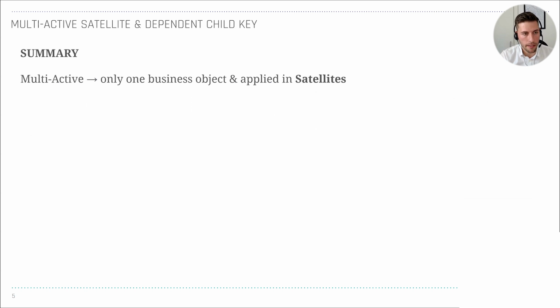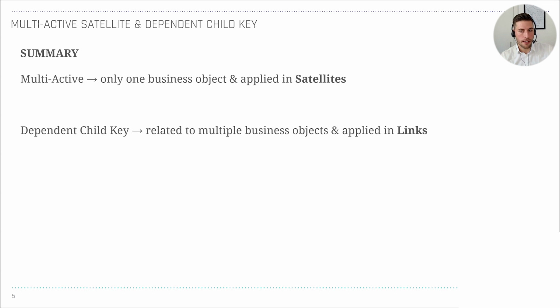The way we handle this is very similar, right? But the two terms here, multi-active satellite and dependent child key, are used in two different scenarios or in two different contexts. The multi-active part is usually related only to one business object, and applied in satellites, right? And the dependent child key is related to multiple business objects and applied in links. And that's the difference between multi-active satellite and dependent child key. Sounds the same, but different names used in different contexts.